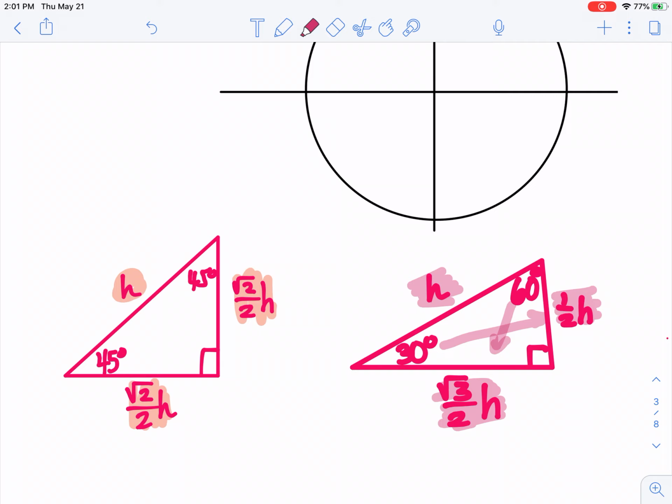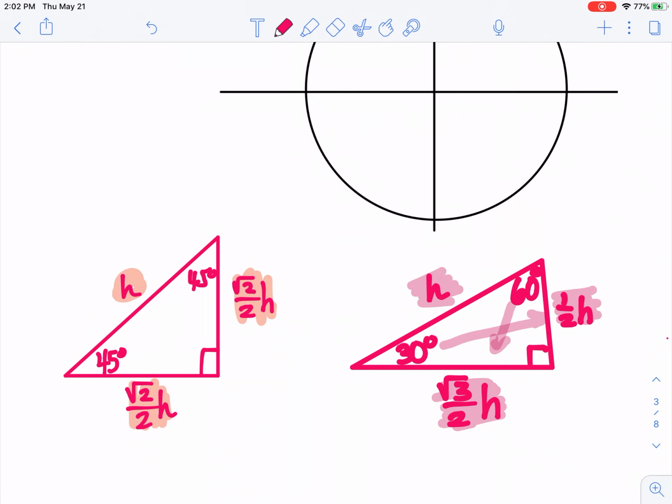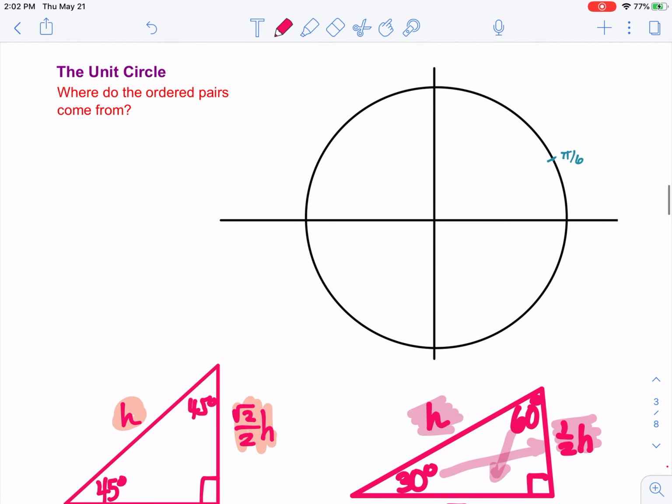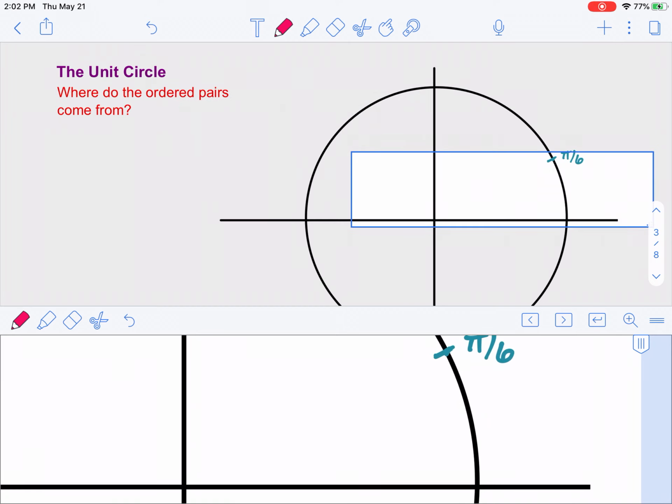And so we're going to use these special right triangles that we actually know about to take a look at how we are coming up with the ordered pairs that we see in the unit circle. Okay, so we're going to talk about the first quadrant. In the first quadrant, the first important angle after 0 is at pi over 6. And so what I'm going to do is draw in a triangle. I'm going to connect the origin to where that angle is, and then I'm going to drop a perpendicular line down.